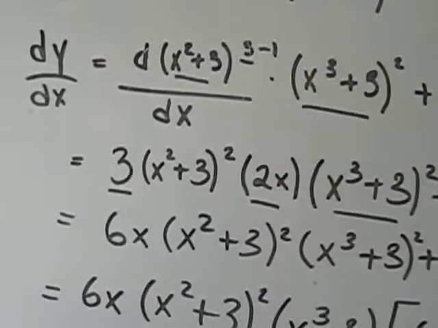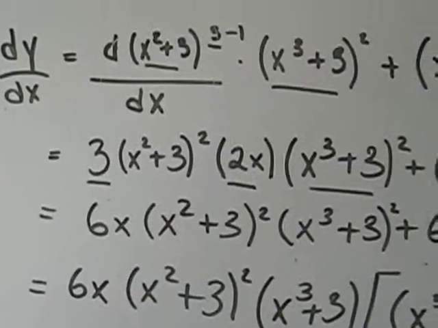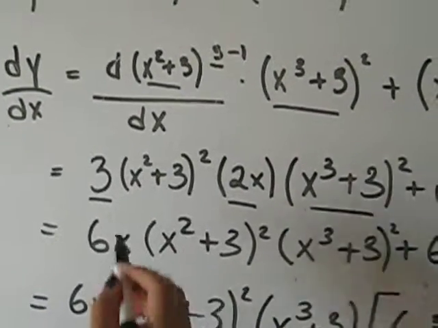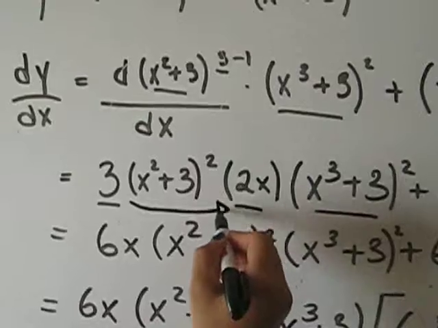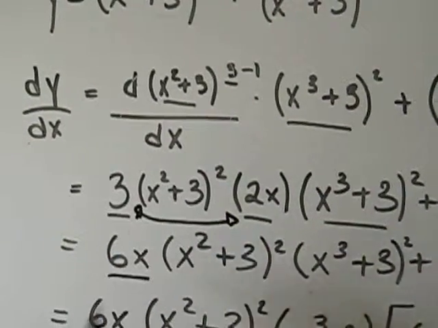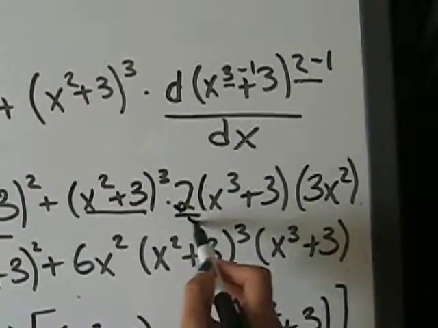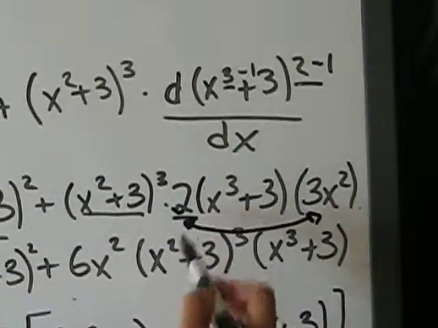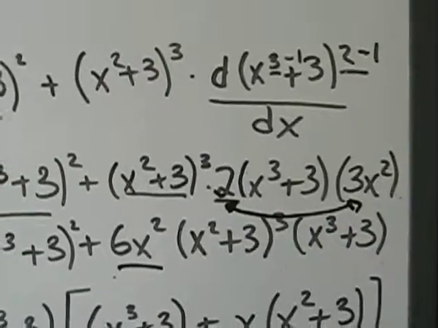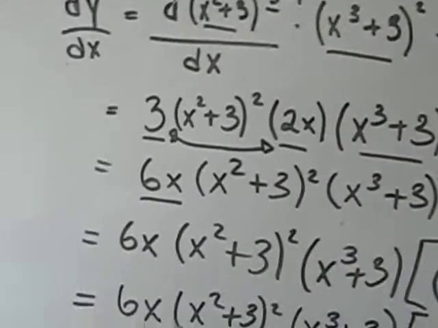But you are not done. You still have to simplify the equation. So here, I would take the 3 and multiply it with the 2x to get 6x. I would then go on the other side and have the 2 and multiply it by the 3x squared to get 6x squared. And the rest you would just keep the same.